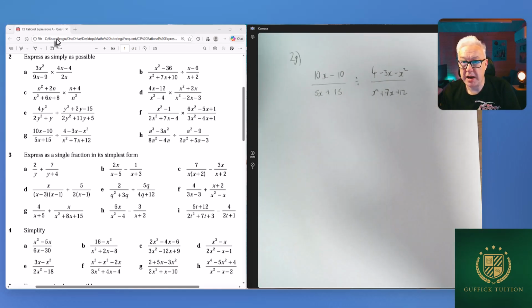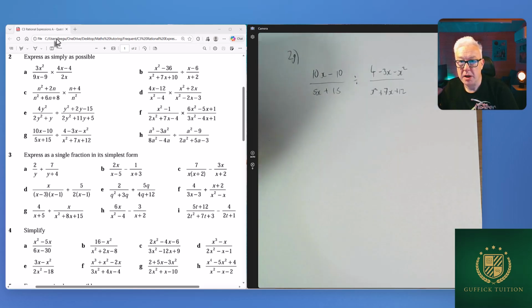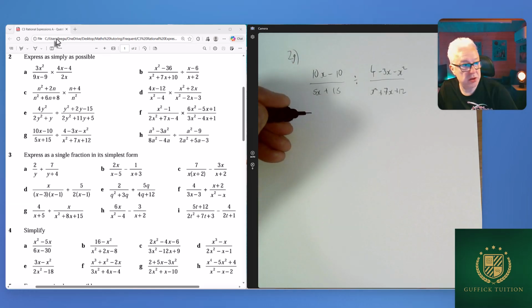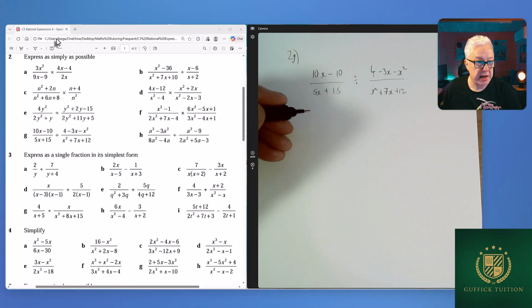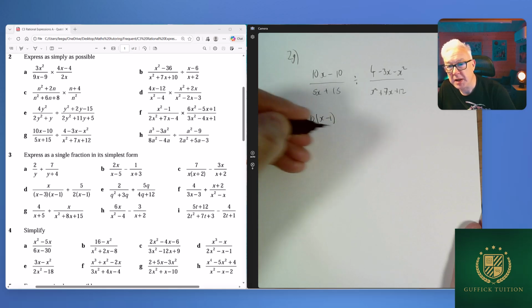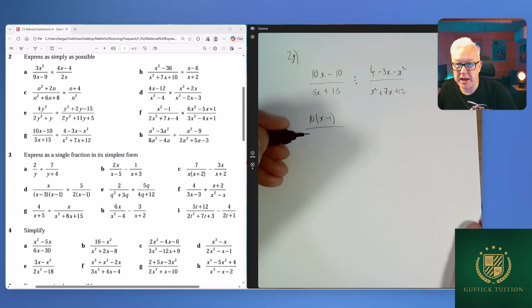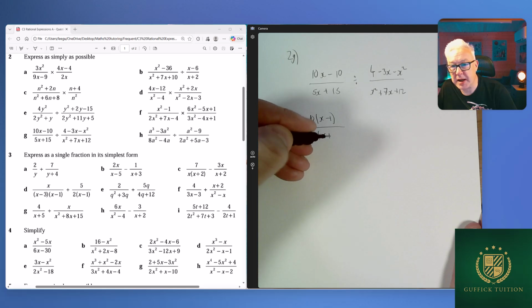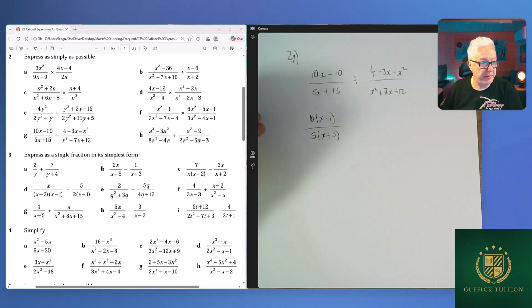So I could take out, just try to get myself focused, there we go. I could take out a factor of 10 in the numerator here. So when I take out a factor of 10 in the numerator, that's going to go to 10, open bracket, x minus 1. Here in the denominator, I could take out a factor of 5. So that's going to go to x add 3 there in the denominator.